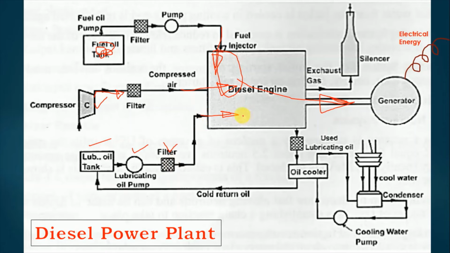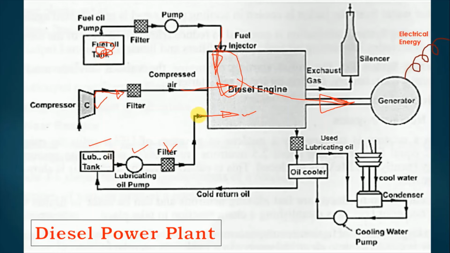This will go inside the engine and it will occupy various places where we have relative motion, like piston and cylinder. There is relative motion, there is a camshaft, there is a crankshaft, etc. These are components where friction will be available. In order to reduce that friction, we are using lubricating oil.